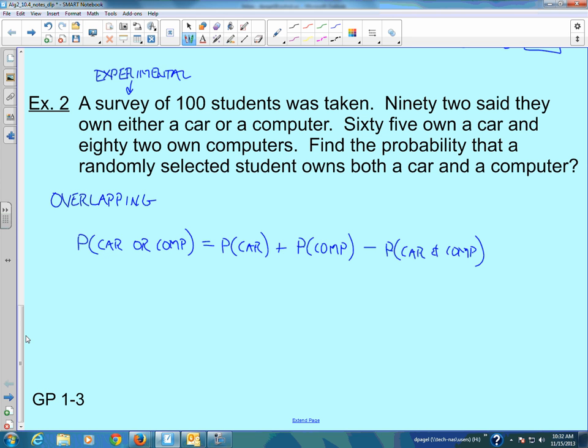I want you to start with these generic probability setups first. Don't just start putting numbers into this. So we start out with our generic compound equations. Again, the overlapping one is subtracting. All right, then we look at what I have.